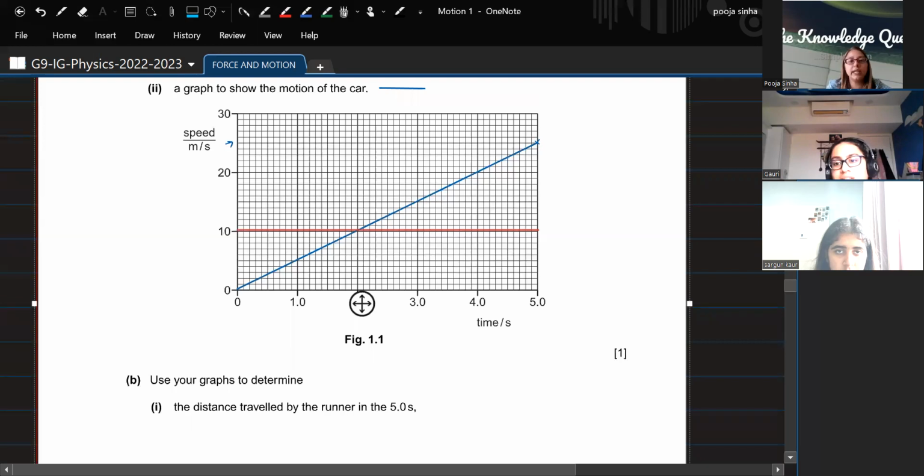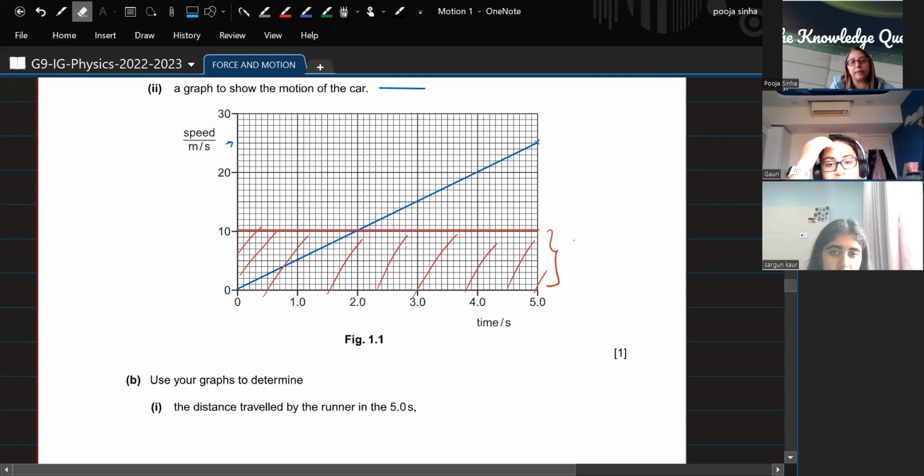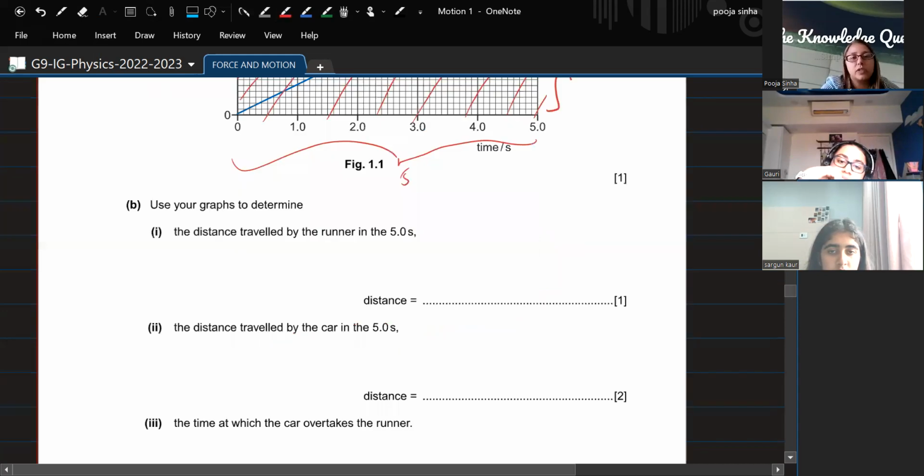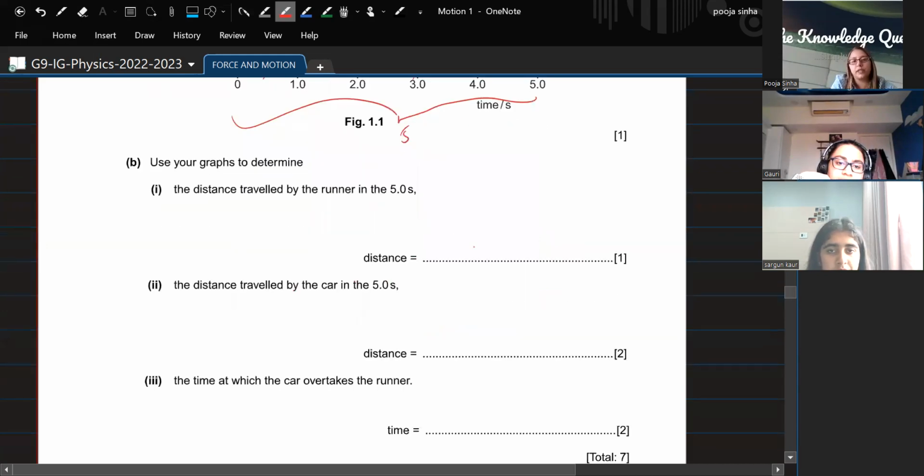Area under the graph. What shape would it be? This is for the runner, everything here, the area shaded here. So what will be the length? This is 10 and this is 5. Perfect, very good. So it will be 10 into 5, which is how much? 50. What should the unit be? It's meters per second. So 50 meters.